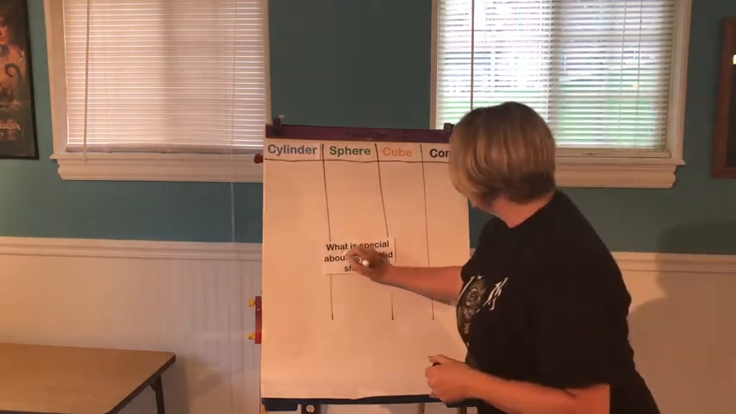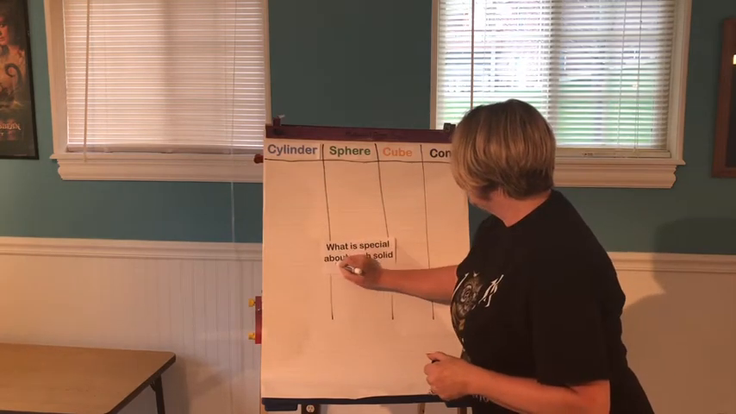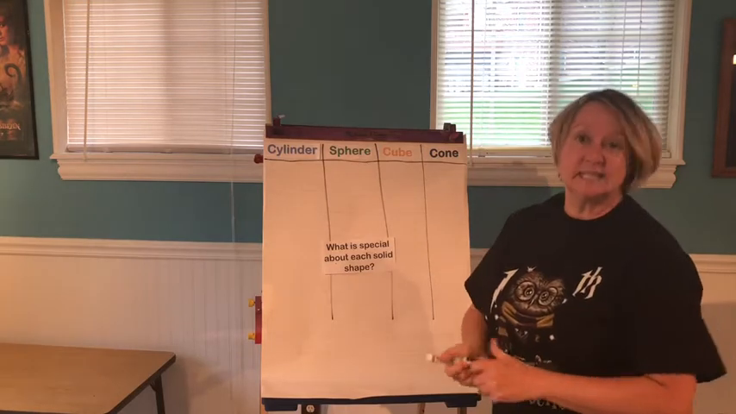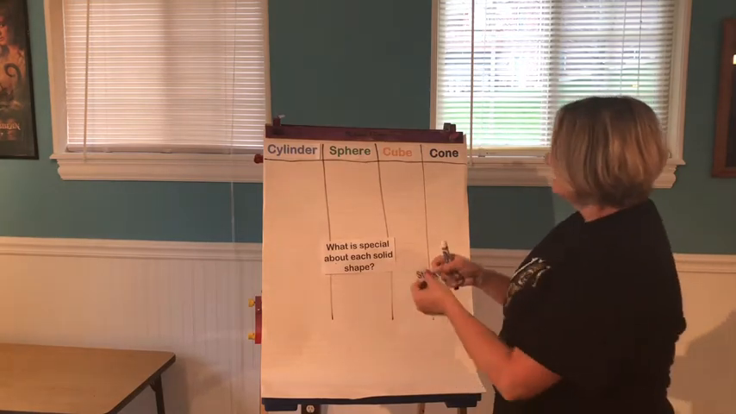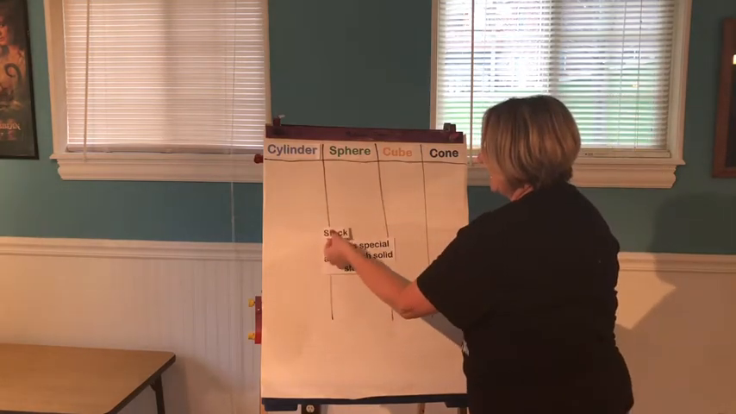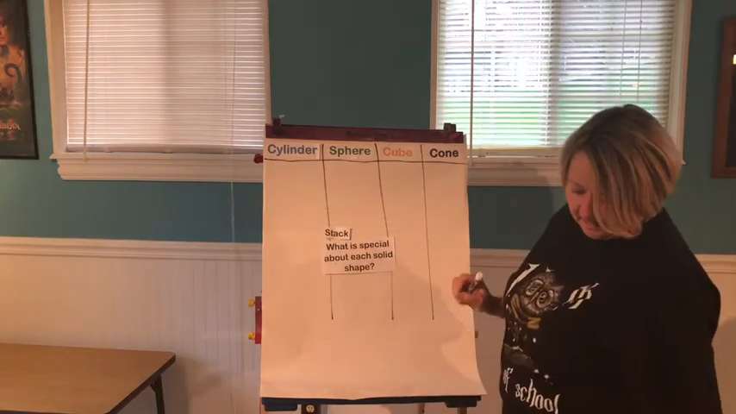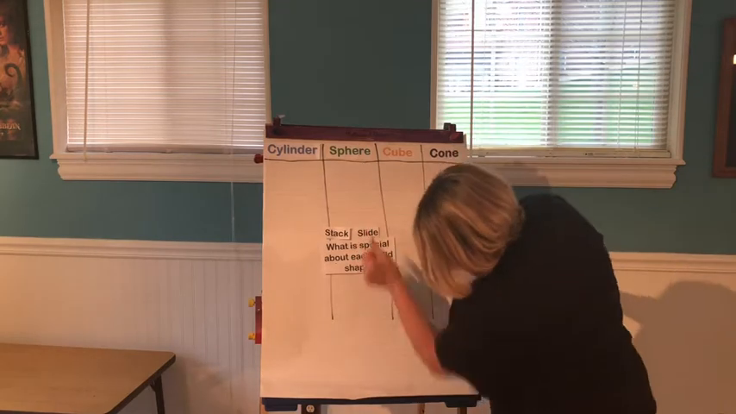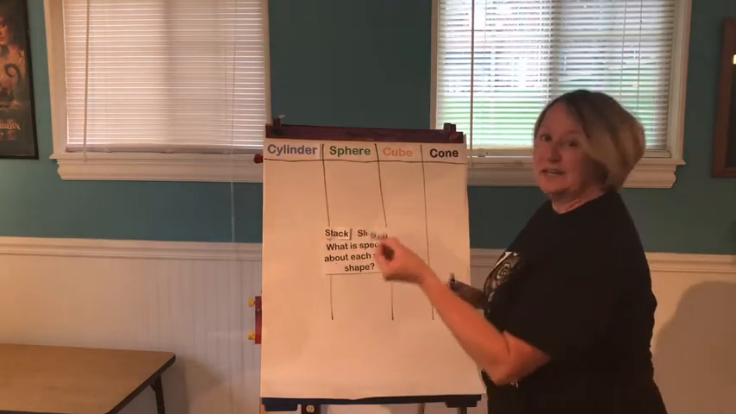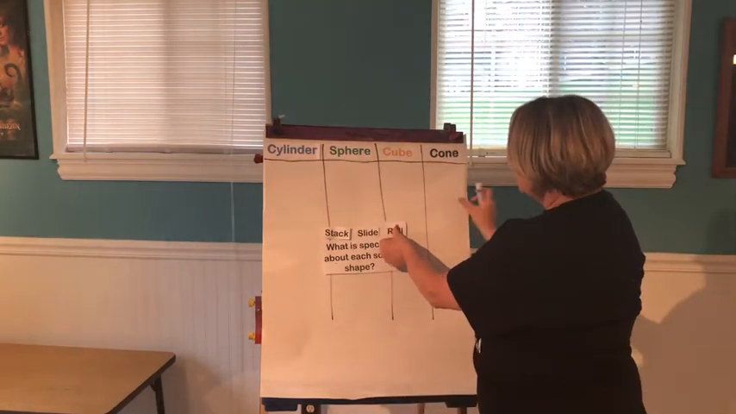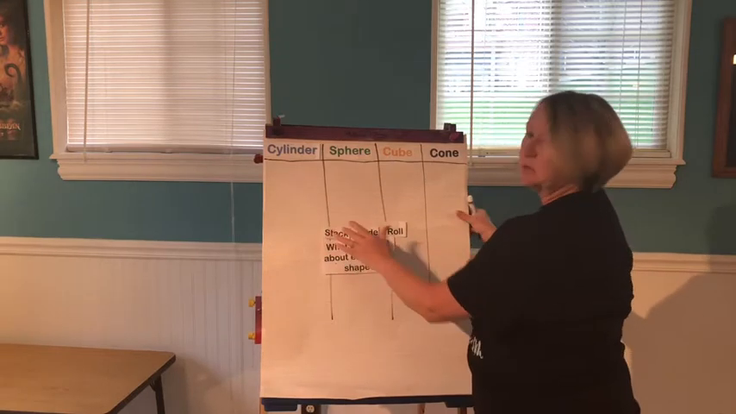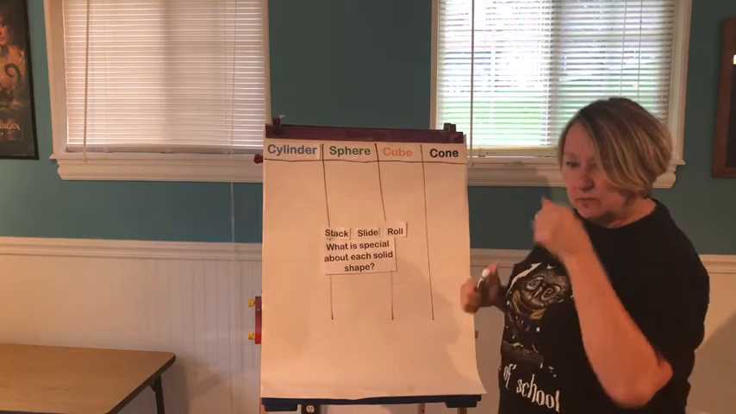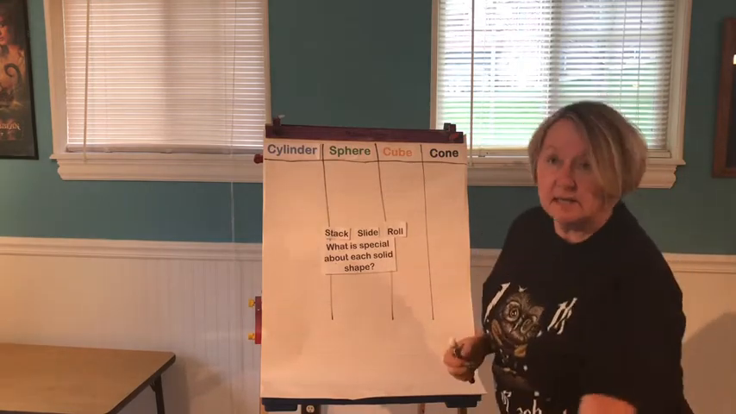So I'm going to put some reading dots up there so we can read that, and you can review this later. Our first solid shape is a cylinder, and what we want to find out is, can the cylinder stack? Can it slide? And can it roll? These are called special attributes about our solid shapes. So we're going to do some detective work, and we're going to investigate these solid shapes.